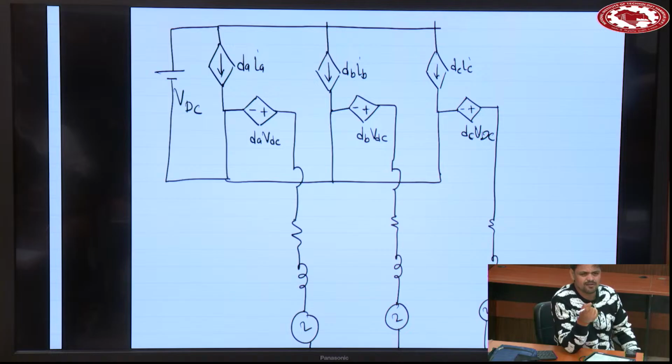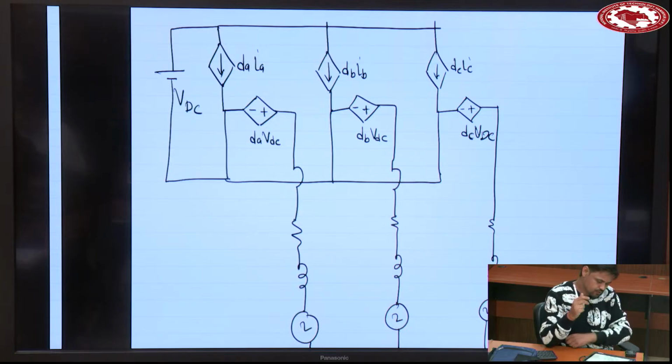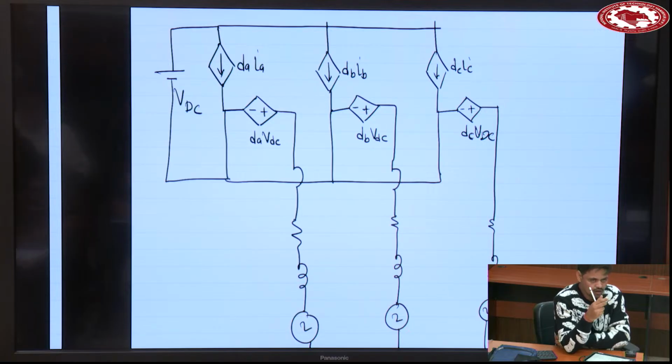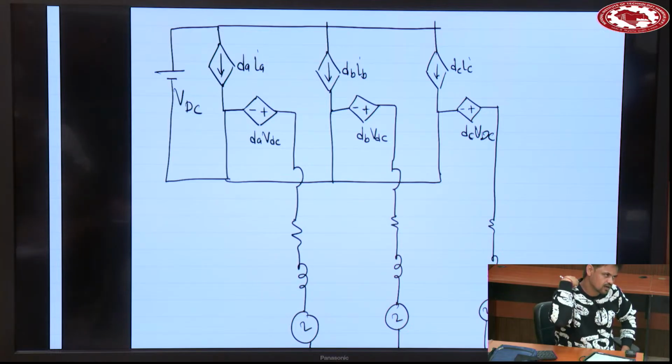What will be dA? dA will be 1 by 2 plus 1 by 2 m sin omega t. dB would be 1 by 2 plus 1 by 2 m sin omega t minus 120, and dC with plus 120 or minus 240. As I discussed in the very first tutorial, when it comes to control, you always do transformation, because DC currents are easy to handle by a simple PI controller. Otherwise, if you are dealing with AC quantities, you will have to go for a higher order filter or compensator.